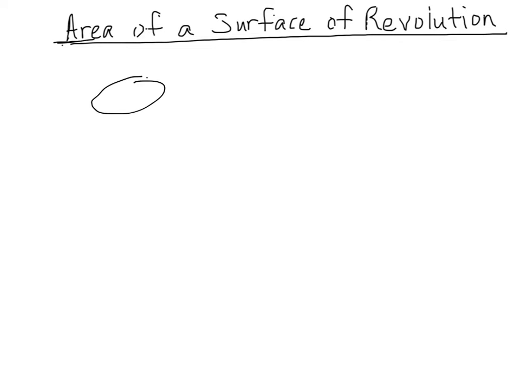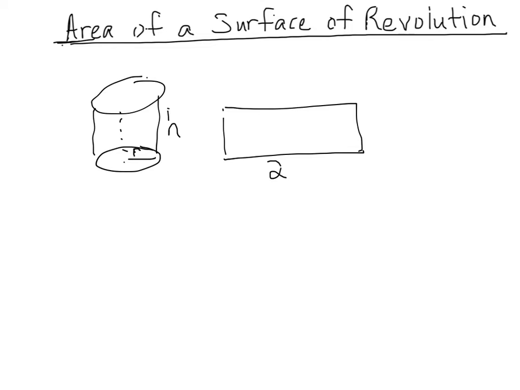So for example, if we take a cylinder whose base radius is r, and its height is h, and if we cut it along this dotted line here, then what do we get? We get a rectangle whose length is 2 pi r and whose width is h. So the area here is just 2 pi r h.